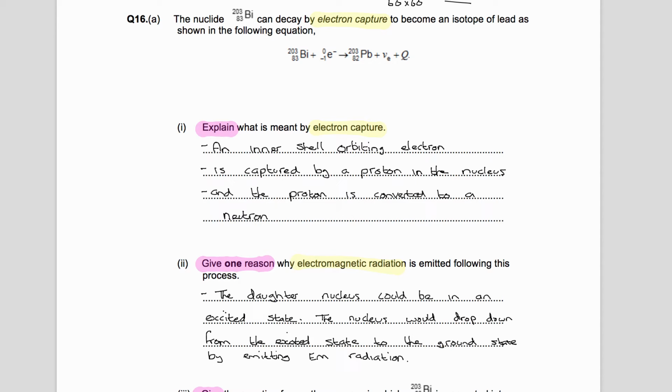Okay, so this is question number 16 of the Nuclear Physics Homework Booklet. And in part A, we are told that this particular nuclei here can decay by electron capture to become an isotope of lead. And we're given an equation here. So this isotope plus an electron goes to this isotope of lead plus a neutrino plus Q. And Q is the energy that's given out in this process.